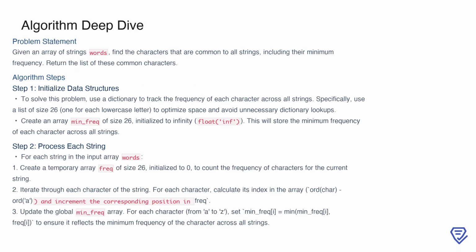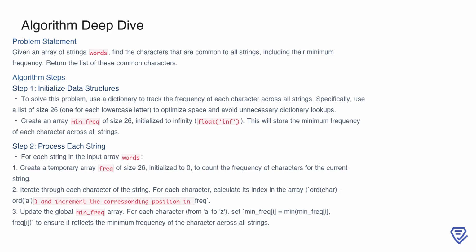In this problem, we are given an array of strings, and our goal is to find the characters that are common to all the strings, including their minimum frequency, and return a list of these characters. To solve this, we'll use a systematic approach. First, we initialize our data structures.